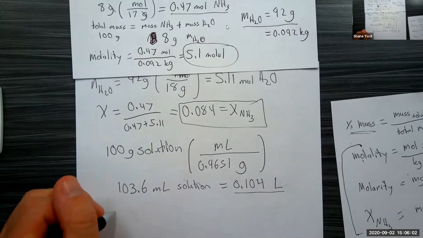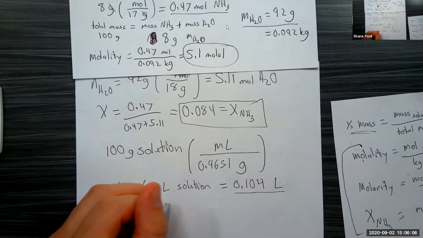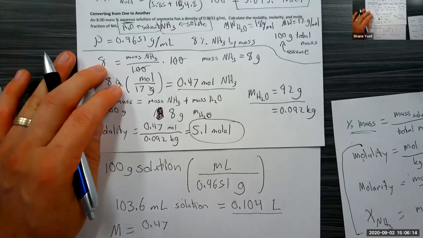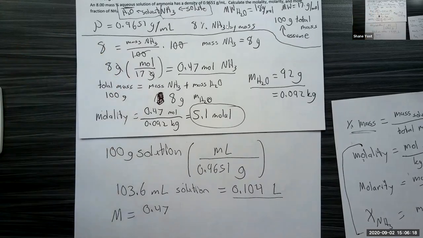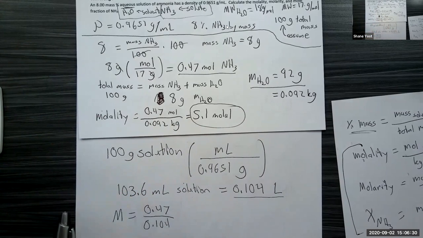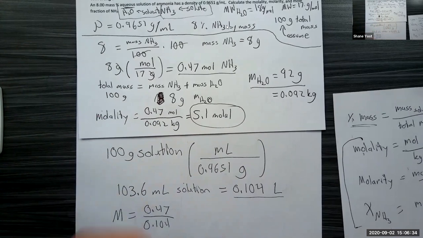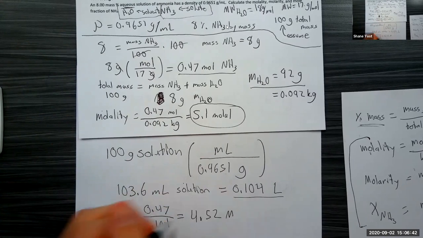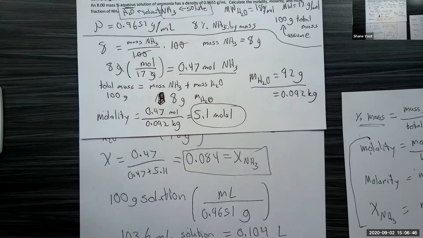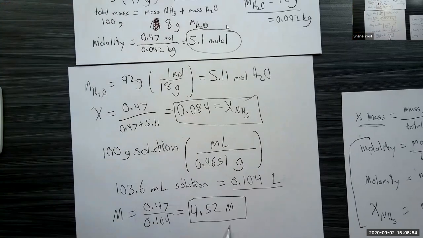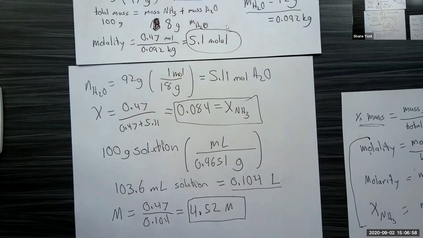And so to get the molarity, the molarity is the moles of our solute, which is 0.47 moles, divided by the volume of our solution in liters, which is 0.104. So we get 0.47 divided by 0.104, and that gives us a molarity of 4.52 moles per liter. So now we've gotten our molality, our molarity and our mole fraction, which are all the things that were asked for in this problem.